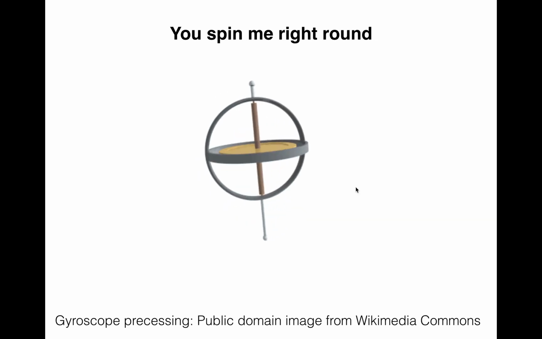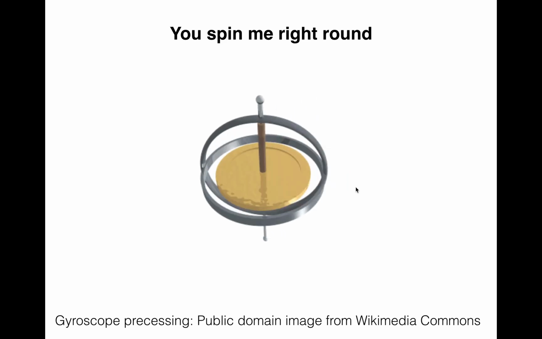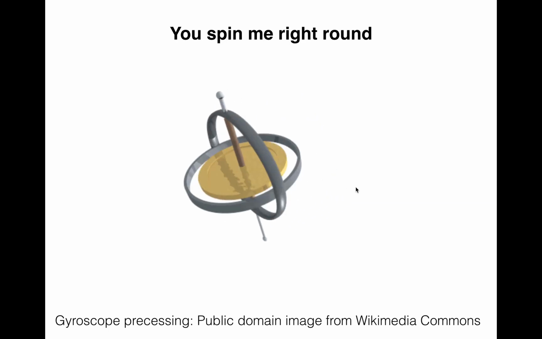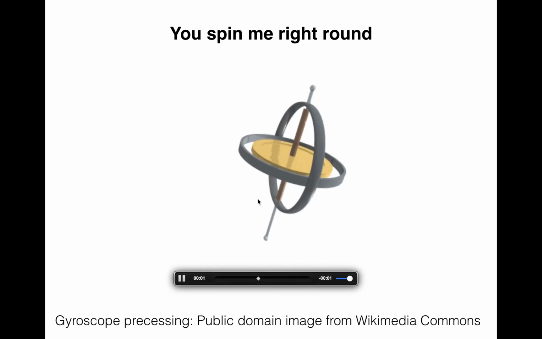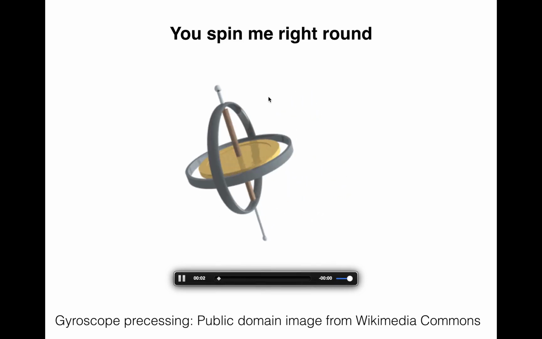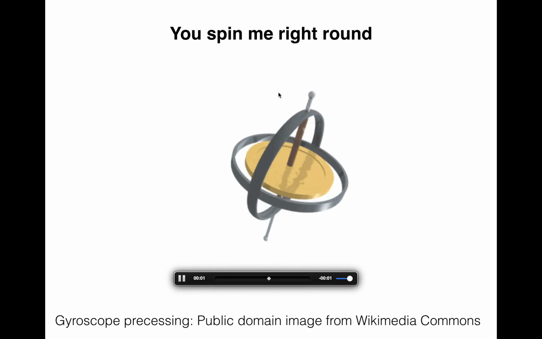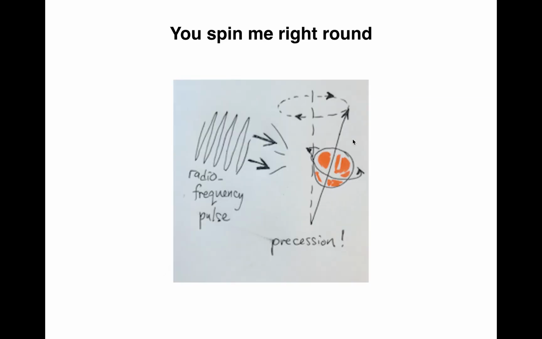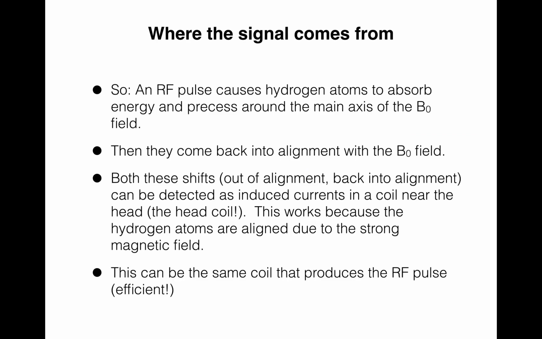So here we've got a gyroscope precessing. The classical analogy is that literally the hydrogen atoms are precessing around their spin axis. You can imagine the main magnetic field going up and down here, and this is the hydrogen atom spinning around that axis, or precessing around that axis. Okay, so here we go, a little doodle version. The radio frequency pulse comes in and causes all these atoms to precess, and while the pulse causes them to absorb energy, which exhibits itself as this precession, they then come back into alignment gradually with the main magnetic field.